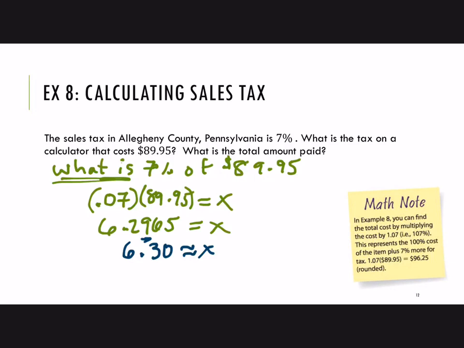And then the total amount paid, well, then you just need to add the tax on to $89.95. Okay, $89.95 plus $6.30. And total amount paid, $96.25.